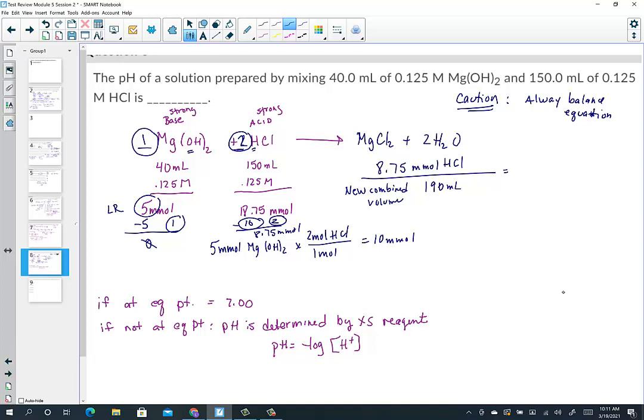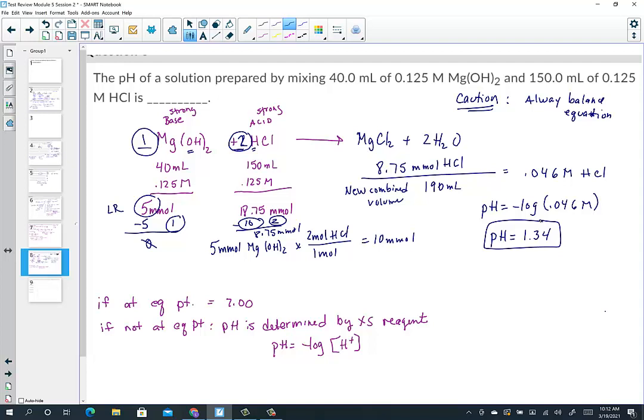8.75 over a combined volume of 190 gives me a concentration of 0.046 molar units of the acid. We have what we need to find pH. pH of a strong acid is found directly from knowing its concentration, 0.046 molar units. So in this reaction, negative log of the excess molarity of the acid, negative log of 0.046, and my calculator is reading 1.34. Pause as you need to for think time.